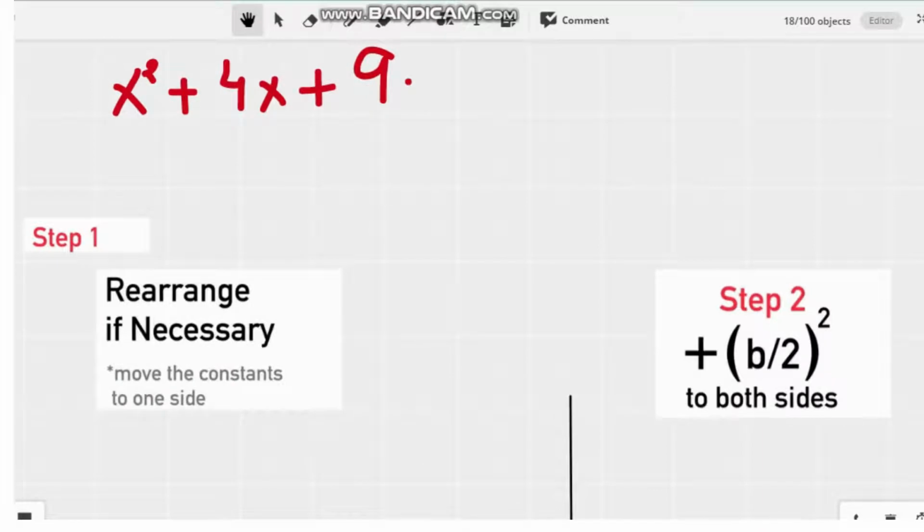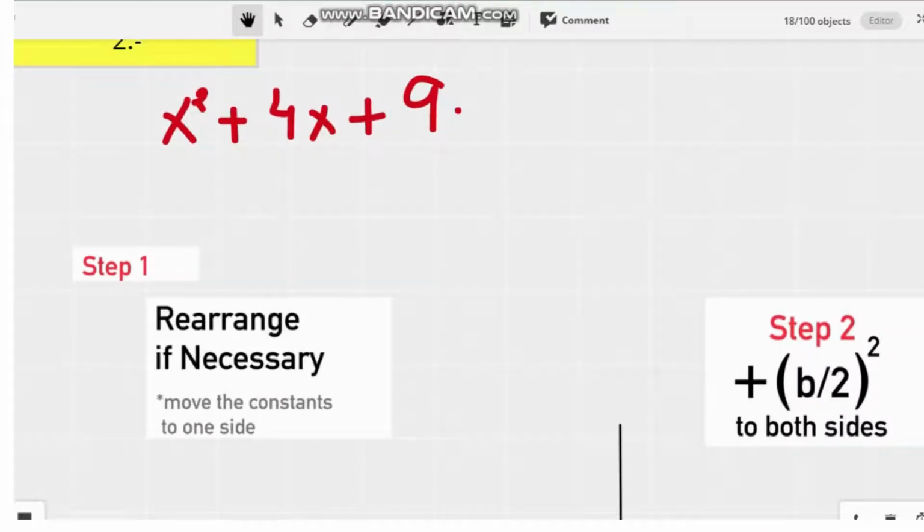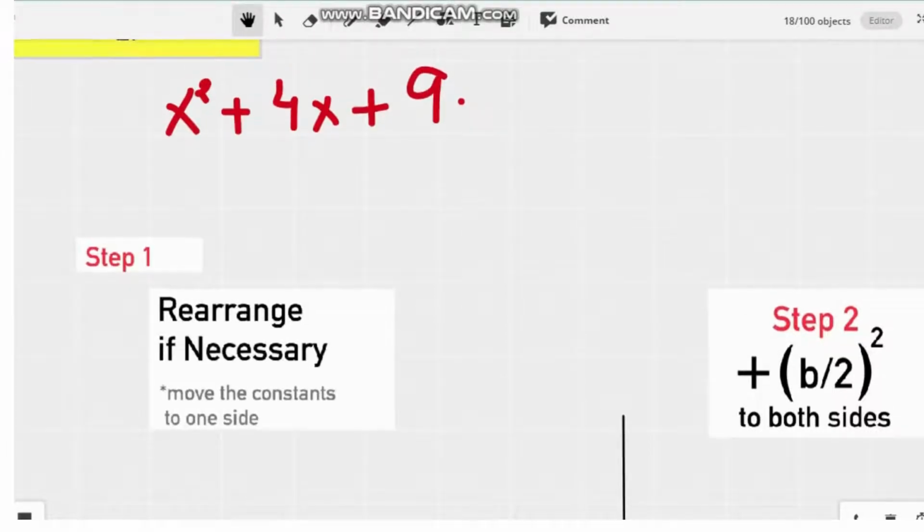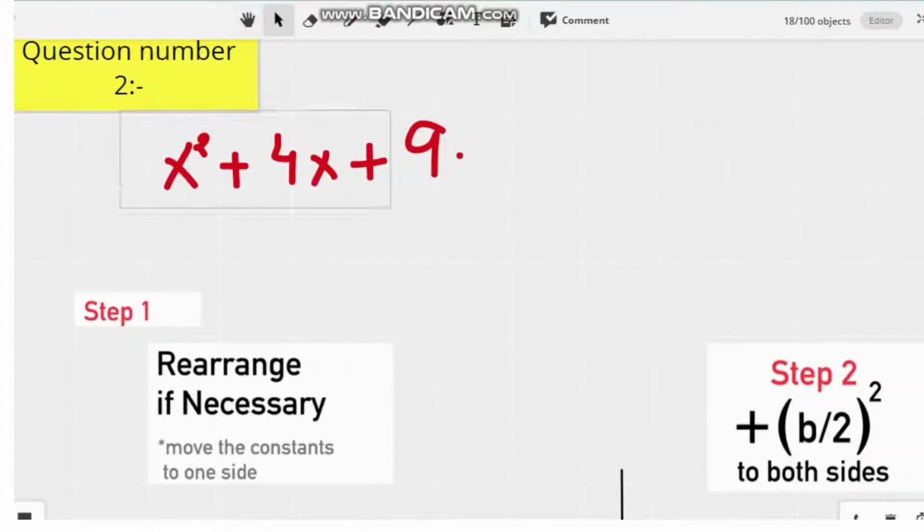Let's get started. The question number 2, x square plus 4x plus 9. What we're going to do, the first step is to rearrange if necessary, move the constant to one side. I'm going to write this equation again.